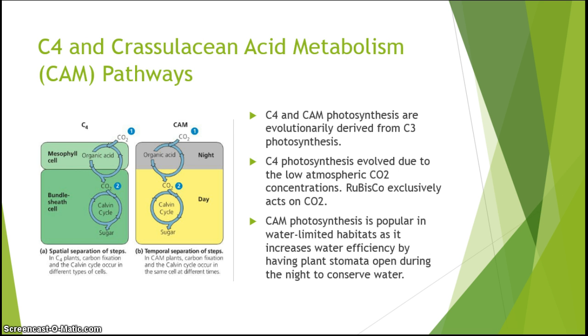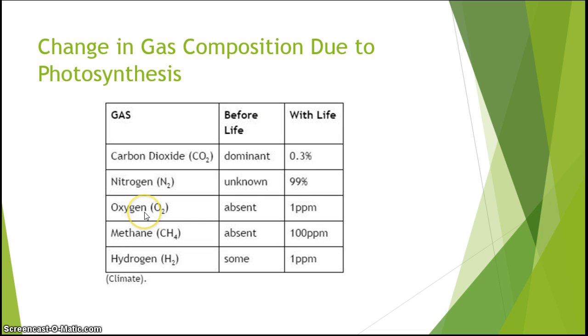C4 and crassulacean acid metabolism, CAM, pathways. C4 and CAM photosynthesis are evolutionarily derived from C3 photosynthesis. C4 photosynthesis evolved due to the low atmospheric CO2 concentrations. Rubisco exclusively acts on CO2 instead of O2. CAM photosynthesis is popular in water-limited habitats, as it increases water efficiency by having plant stomata open during the night to conserve water.